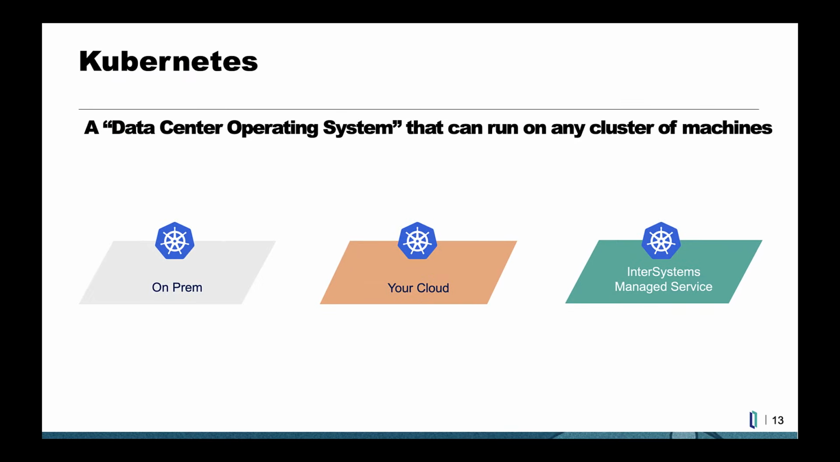Let's start with Kubernetes. Well, Kubernetes is a big topic, but I like to think about Kubernetes as a data center operating system. You can deploy it anywhere. You have a cluster of machines in your data center on-prem. You can install Kubernetes on all those machines and use Kubernetes to distribute your workload.